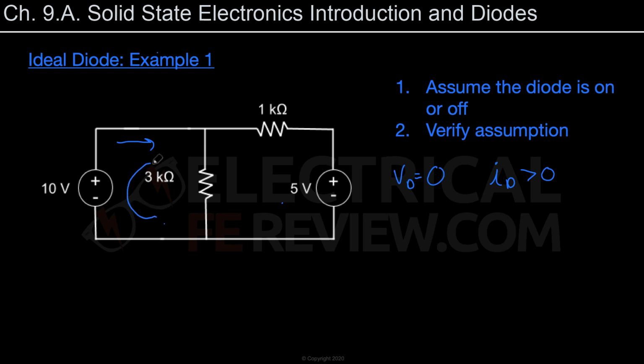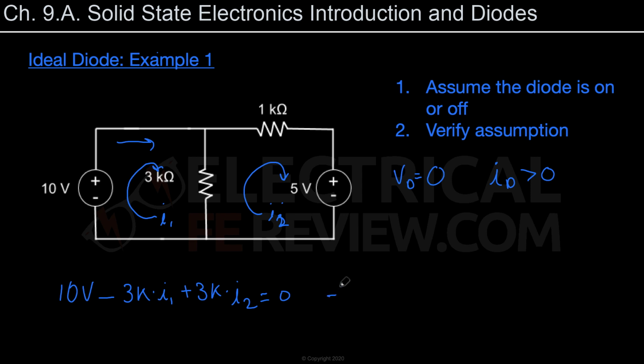So we're going to find the current in these two loops, which will help us find our diode current. So, using KVL, we know that 10 volts minus 3k times I1 plus 3k times I2, that is equal to 0.